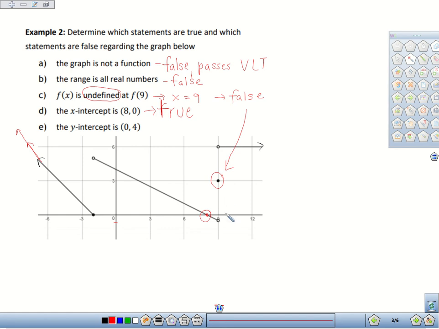Everybody see why D is true? Yes. Okay. Yeah, it's a weird scale. The graph's going by 3s. But yeah, it is actually around the... and then what about the y-intercept? What do you guys think? Is that 4? Yeah. True. That's true. Any questions on this part?